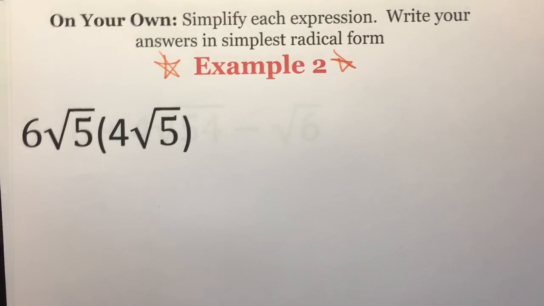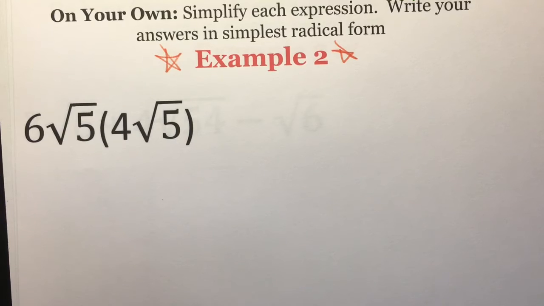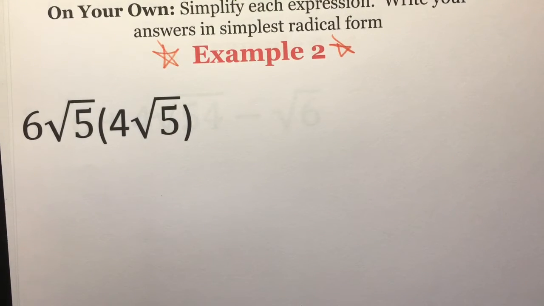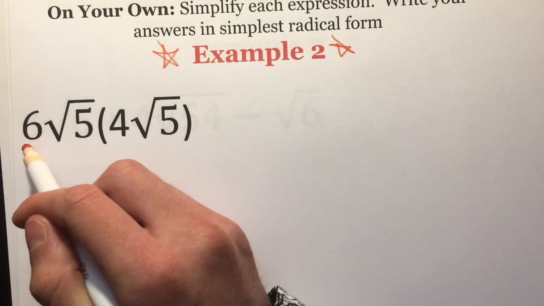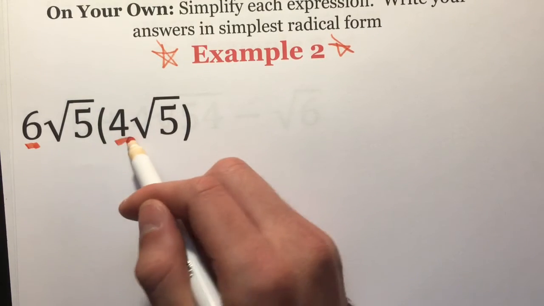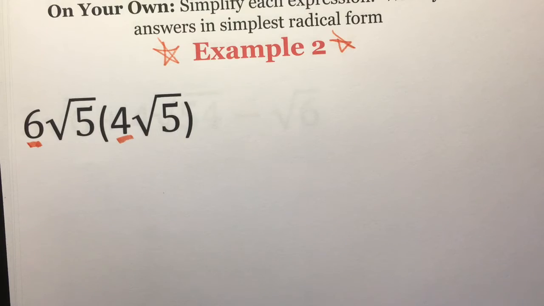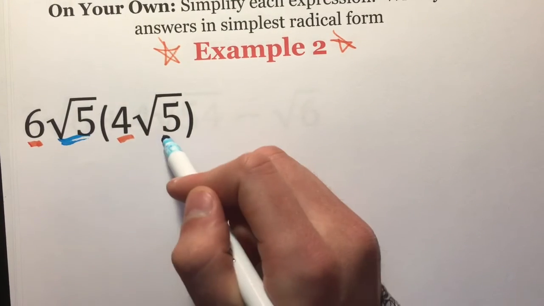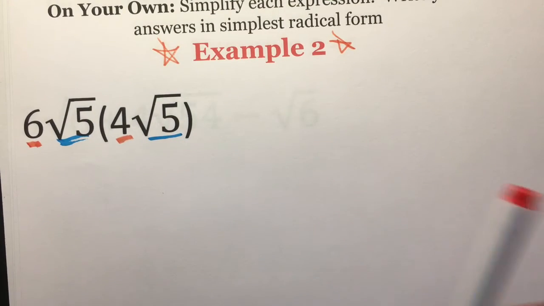So let's try another one. And again, we want to make sure our answers are in simplest radical form. So 6 root 5 times 4 root 5. So I'm just going to get my marker. We can do 6 times 4 because those are integers. And we can multiply root 5 by root 5 because those are radicals.